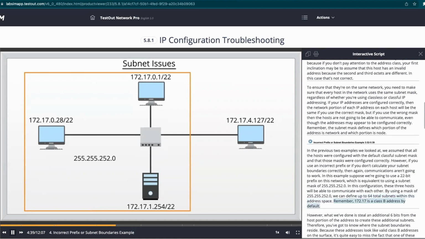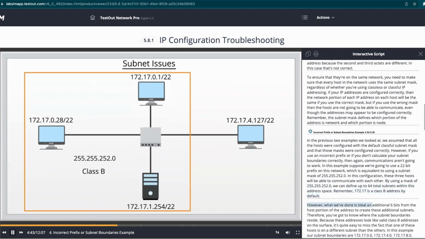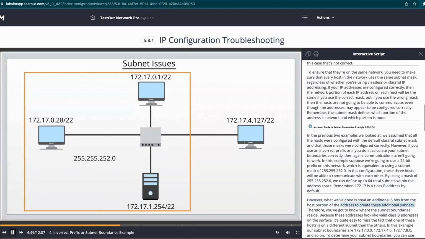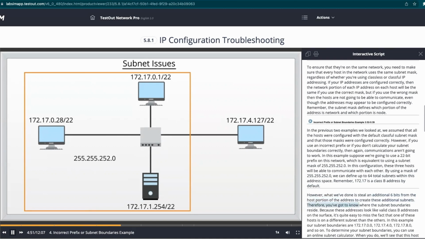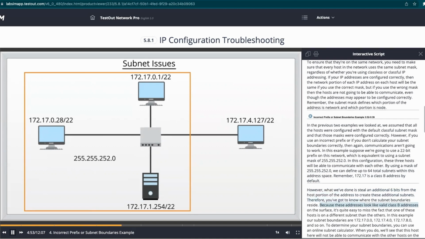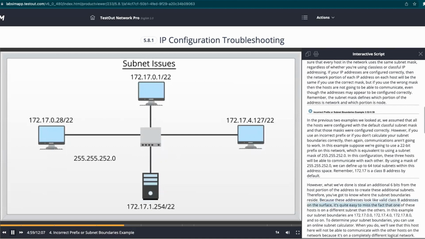Remember, 172.17 is a Class B address by default. However, what we've done is steal an additional 6 bits from the host portion of the address to create these additional subnets. Therefore, you've got to know where the subnet boundaries reside. Now, because all of these addresses look like valid Class B addresses on the surface, it's actually quite easy to miss the fact that one of these hosts is actually on a different subnet than the others.